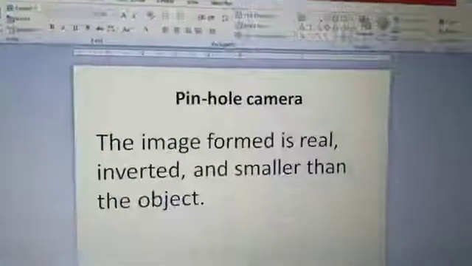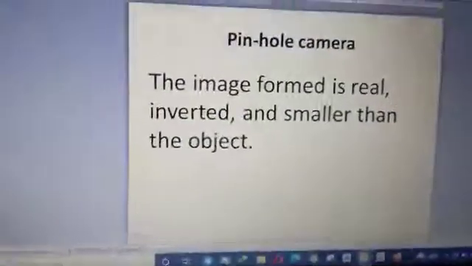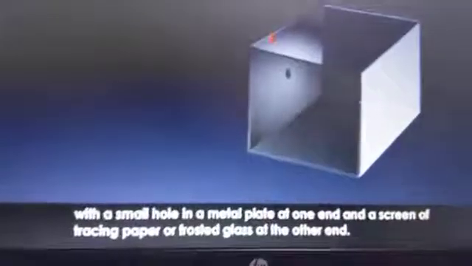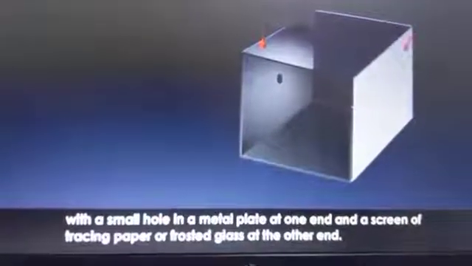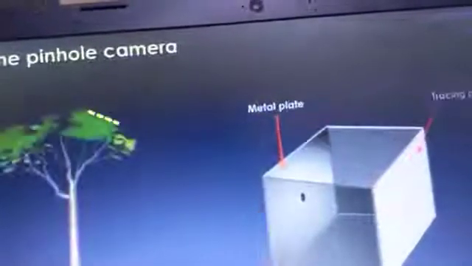A pinhole camera. The image formed is real, inverted, and smaller than the object. Next, let's see the pinhole camera in a video. Now you can see, using a cardboard box, you can make one with a small hole in a metal plate at one end and a screen of tracing paper or frosted glass at the other end. You see, this is tracing paper or frosted glass. Here is a metal plate.